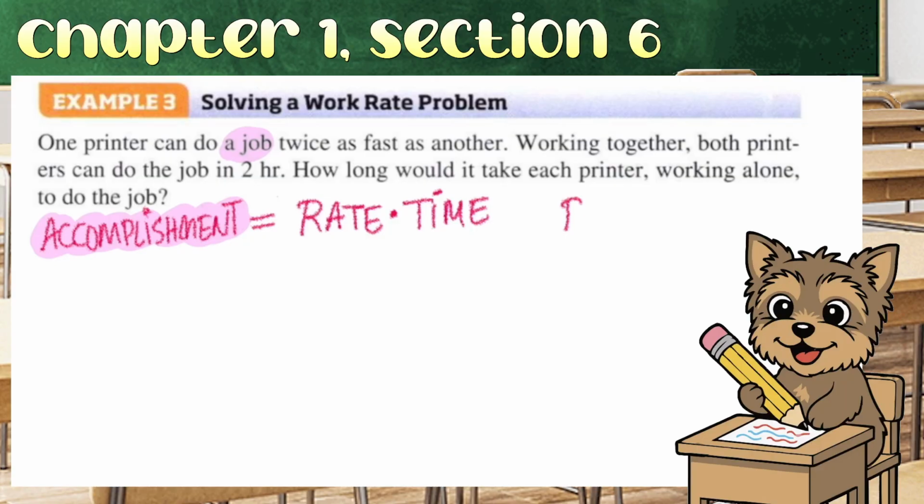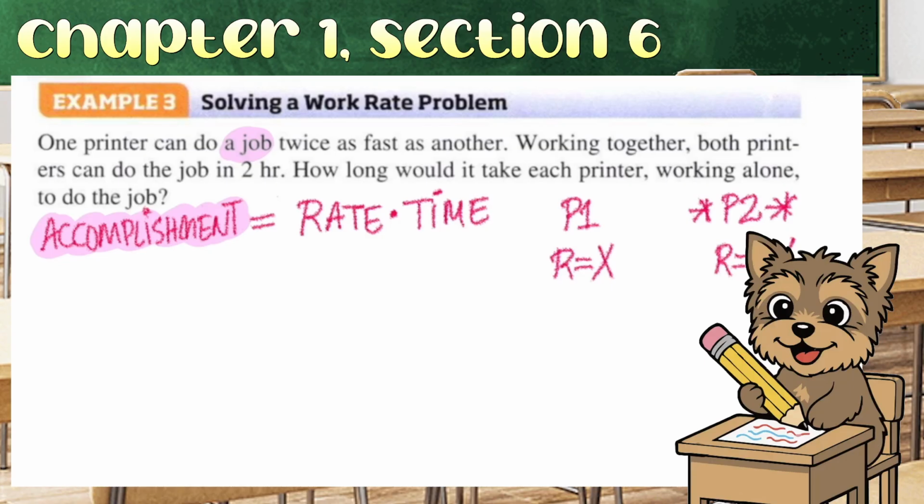Okay, so I'm going to call it printer 1 and printer 2. One thing I know is that one printer can do a job twice as fast as another. So if I let the rate here equal x, the rate here will equal 2x. So which printer is faster? Printer 2 is faster. Its rate is double the other one.